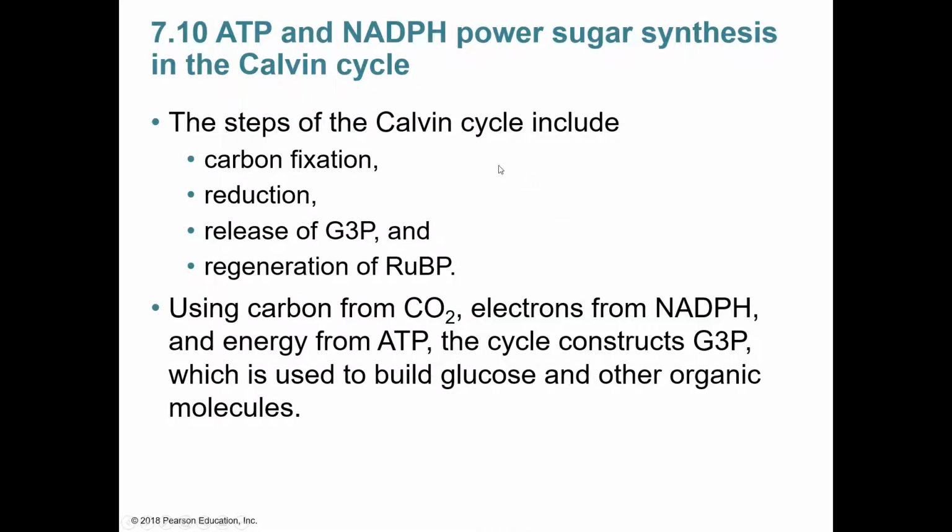So there's a few different steps of the Calvin cycle. We have carbon fixation, reduction, release of G3P, and the regeneration of RuBP. Now, this might be the first time you're hearing about G3P and RuBP, so don't worry, we'll get to those soon. But first, I want you to remember what is providing energy to the Calvin cycle.